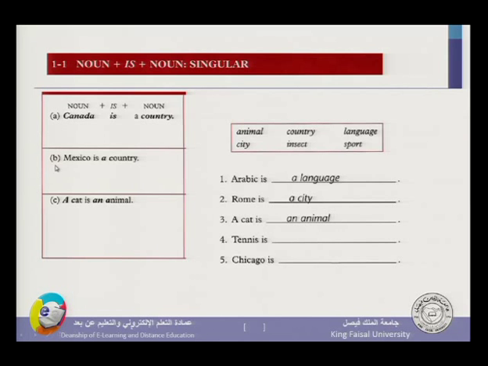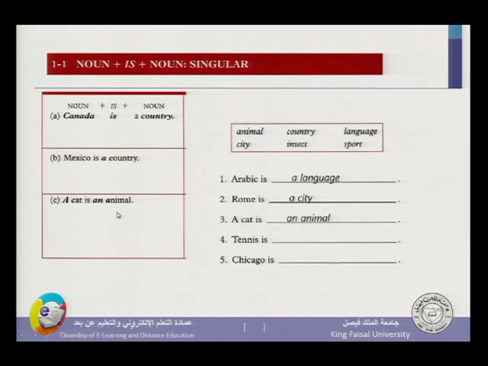Mexico is a country. If you notice here, this formula here, noun, Mexico is a noun, and then is, and then another noun. Then we'll get a sentence. Very easy like that. Mexico is a country. A cat is an animal. Remember that in all these three sentences, we are talking about singular subjects, singular nouns. Canada is singular, Mexico is singular, and a cat is singular. Mufrad, just one. All right?